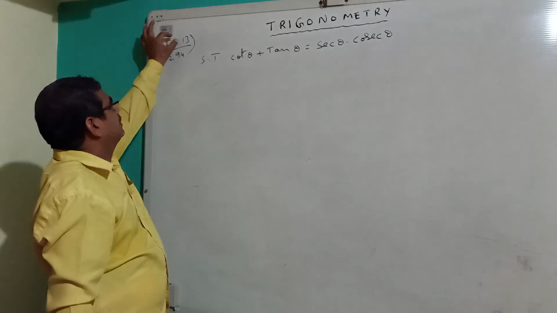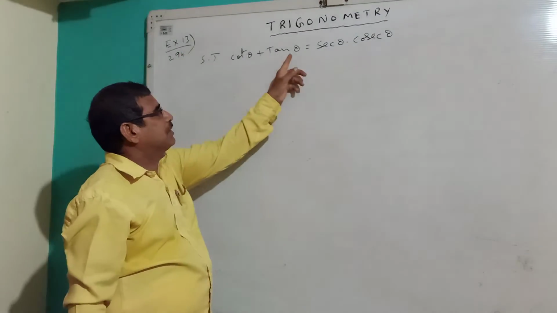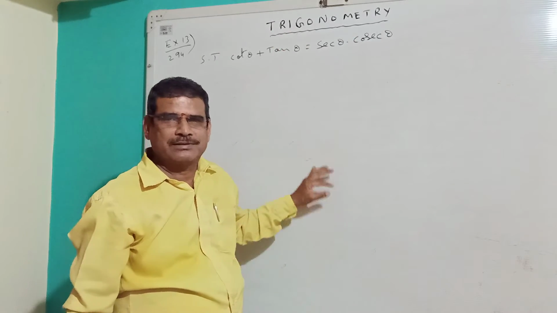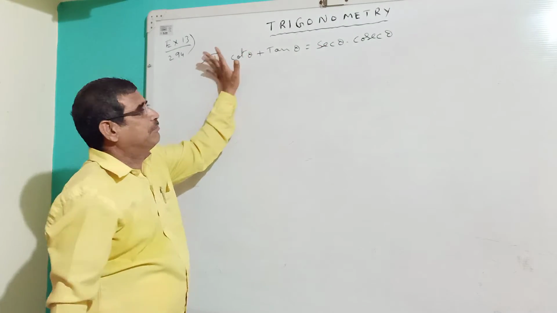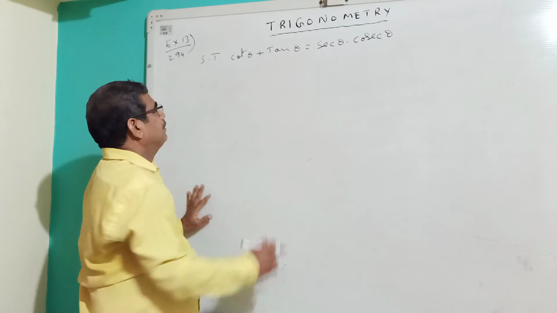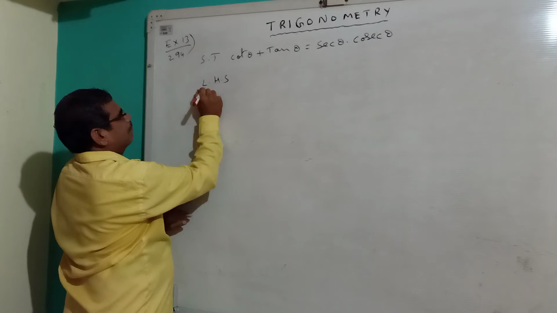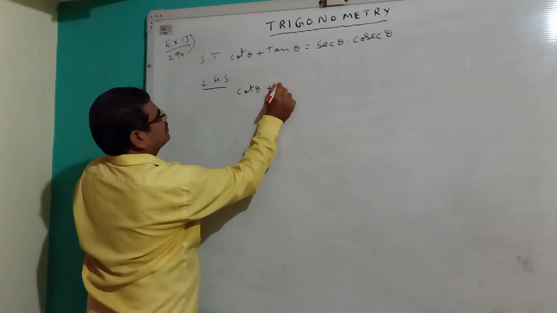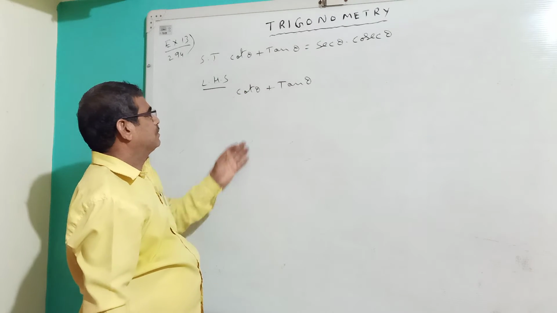Next example. Example 13, page number 294. Show that cot theta plus tan theta is equal to secant theta into cosecant theta. This was already told in the previous class. This is just like a mind game. We have to think what the left side is, what the right side is, and in which manner we can get the answer. Here, LHS: cot theta plus tan theta. This is LHS.